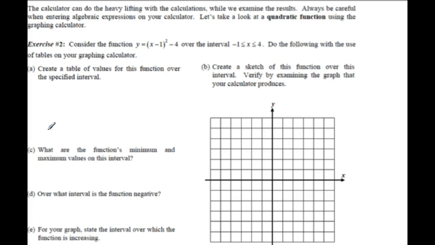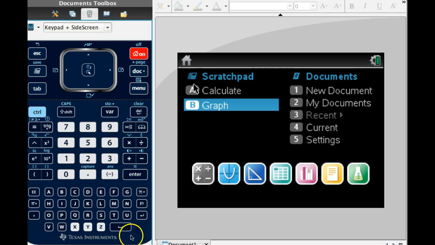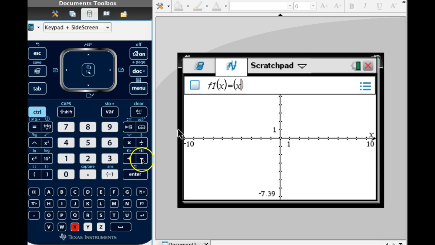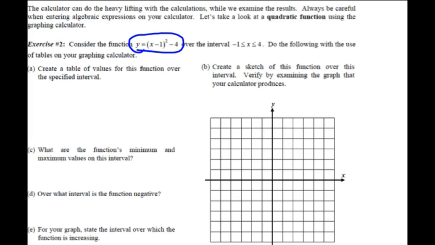Let's take a look at a quadratic equation using a graphing calculator. So now we're going to be entering this quadratic equation right here. Consider this function over an interval of -1 to +4. Do the following using the table on your graph. Create a table for the values over the specific interval. So let's enter this. It's x minus 1 squared minus 4. To my calculator, I'm going to go graph, and I want to enter x minus 1 squared minus 4.